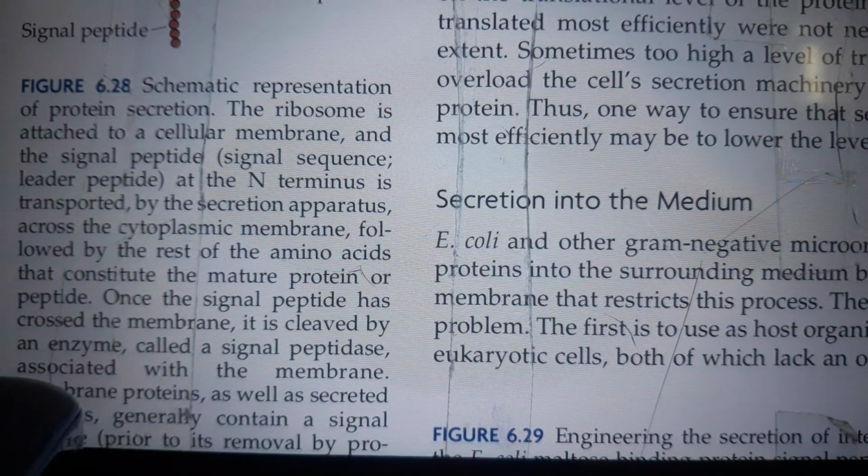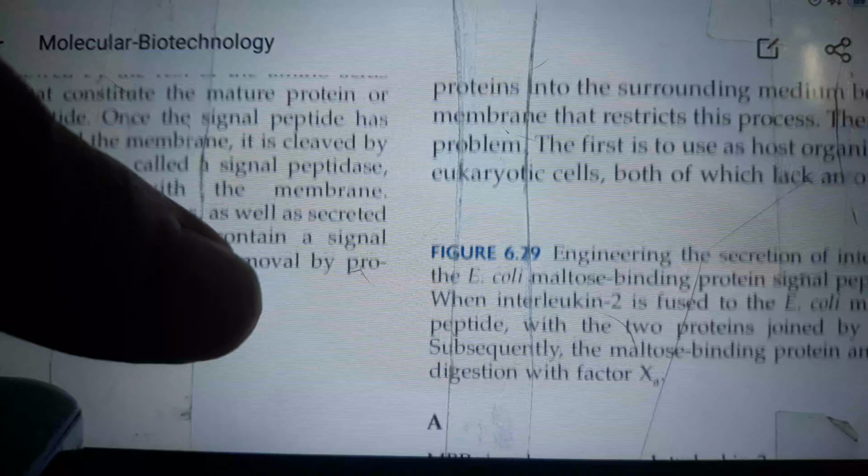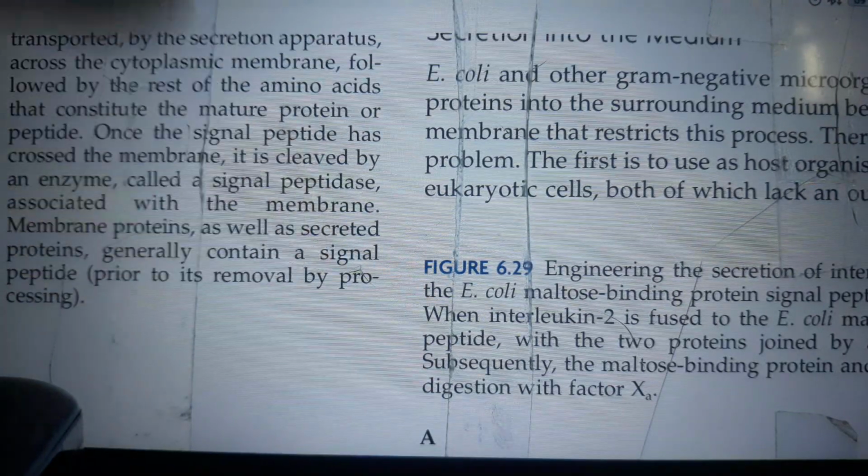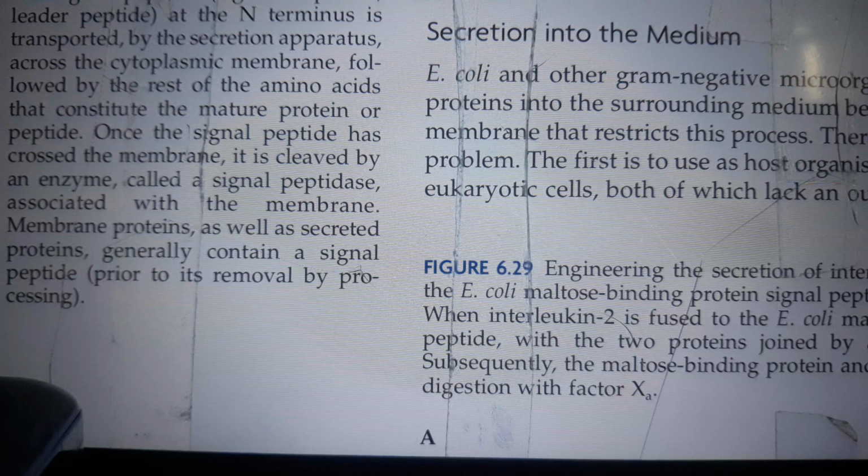The ribosome is attached to a cellular membrane, and the signal sequence leader peptide at the N terminus is transported by the secretion apparatus across the cytoplasmic membrane, followed by the rest of the amino acids that constitute the mature protein or peptide. Once a signal peptide has crossed the membrane, it is cleaved by an enzyme called a signal peptidase.